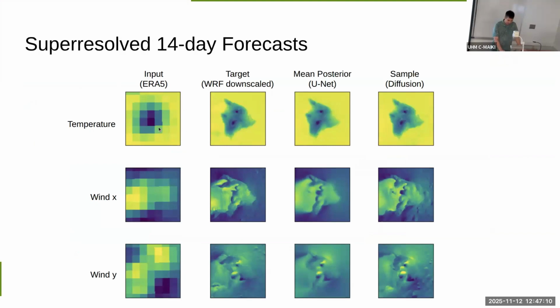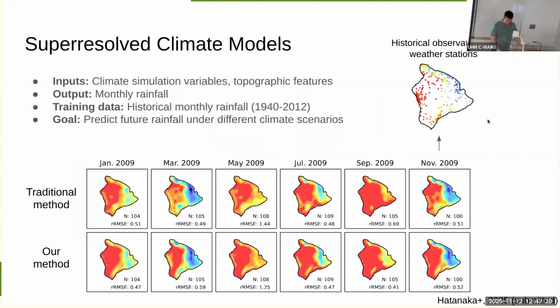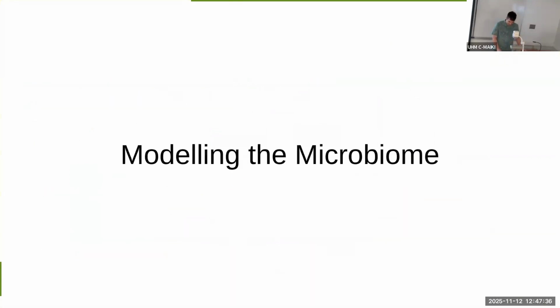So again, this is the input over here, this really coarse resolution weather forecast from the government. And then each sample we get is really highly detailed, and we can generate thousands of these samples and then compute aggregate statistics. We're doing the same for climate and looking at monthly rainfall for climate downscaling.